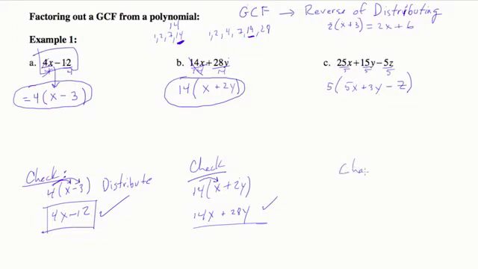And again, as a check. Now without actually rewriting this, so 5 times 5x is 25x plus 5 times 3 is 15y. And then 5 times negative z is minus 5z. And then looking up here at the original, looks like we got it. So that is, in fact, our answer.